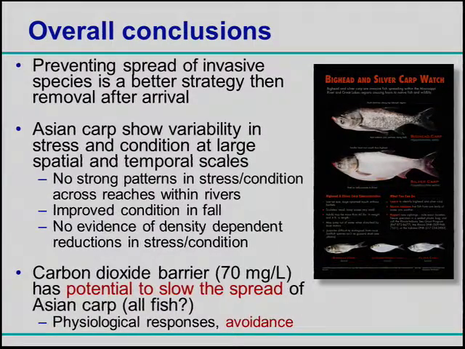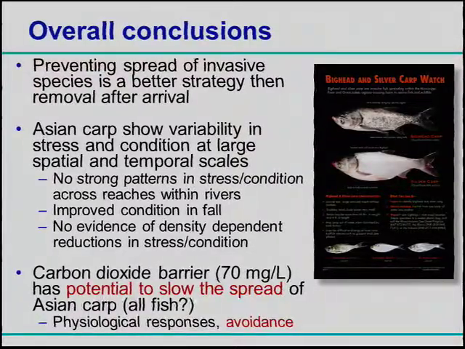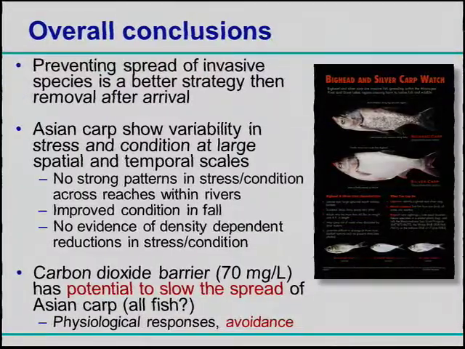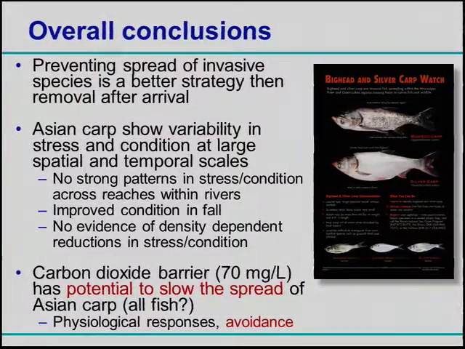So to wrap up, the overarching theme here that we're trying to address as we move forward with a lot of this research is that preventing spread of an invasive species is a better strategy than removal. Once some unwanted guest arrives, it's very, very difficult to get them to leave. But if we can prevent them from moving, figure out why they're moving, why they're not moving, and prevent them from moving someplace, we can have a greater probability of success.